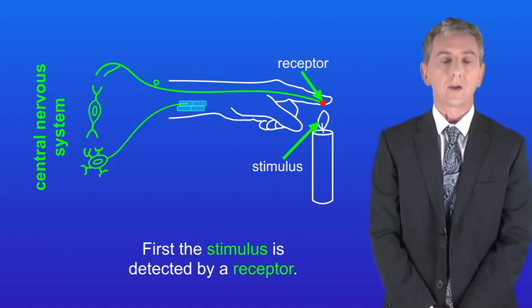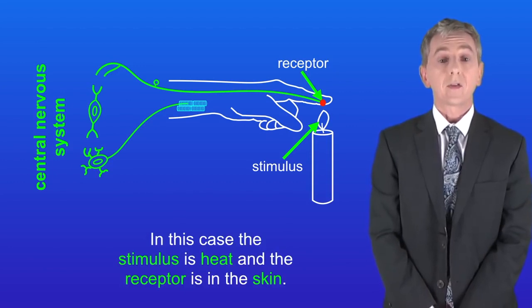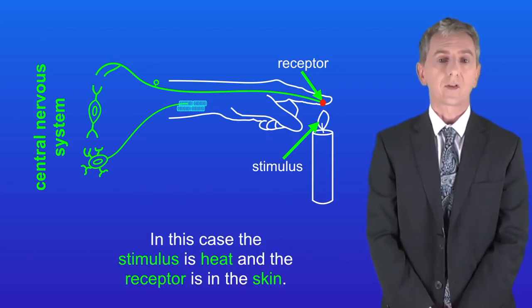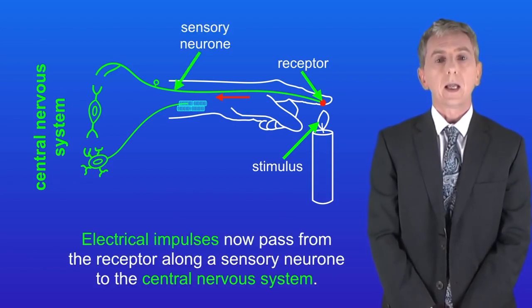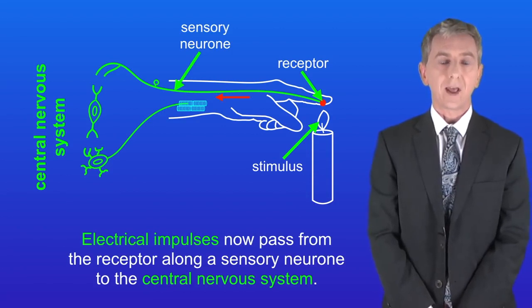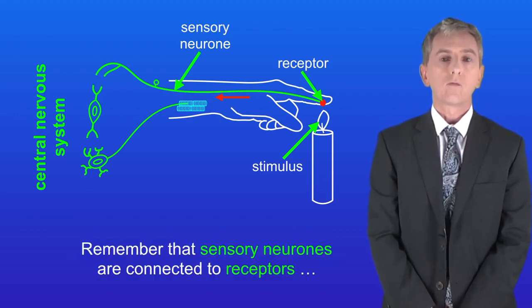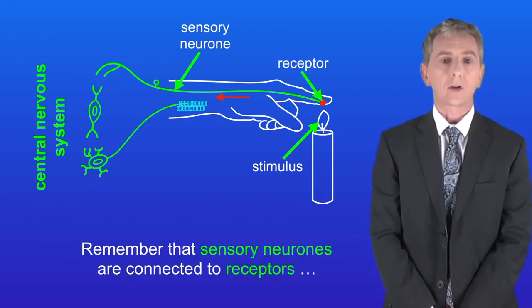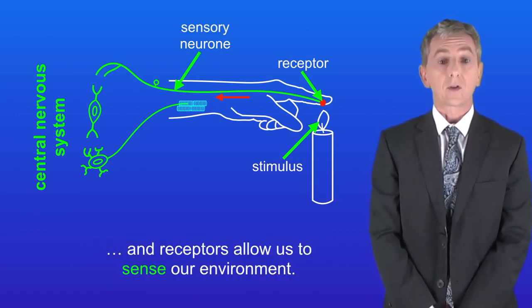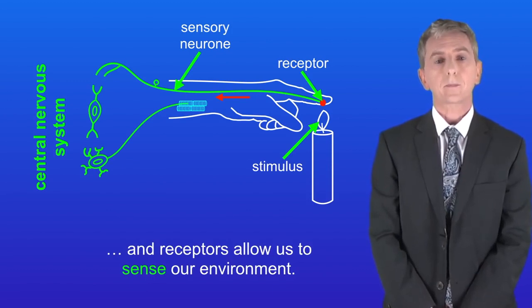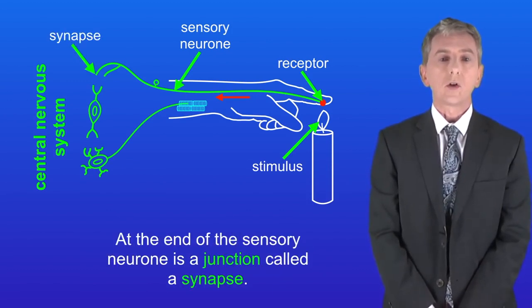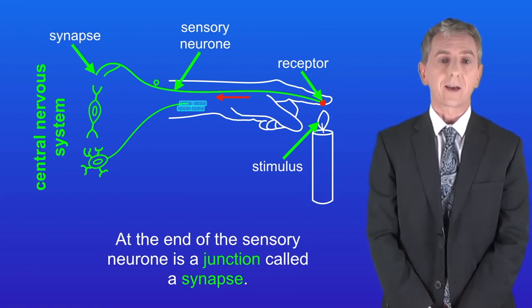First, the stimulus is detected by a receptor, and in this case the stimulus is heat and the receptor is in the skin. Electrical impulses now pass from the receptor along a sensory neuron to the central nervous system. Remember that sensory neurons are connected to receptors, and receptors allow us to sense our environment. At the end of the sensory neuron, there's a junction called a synapse.